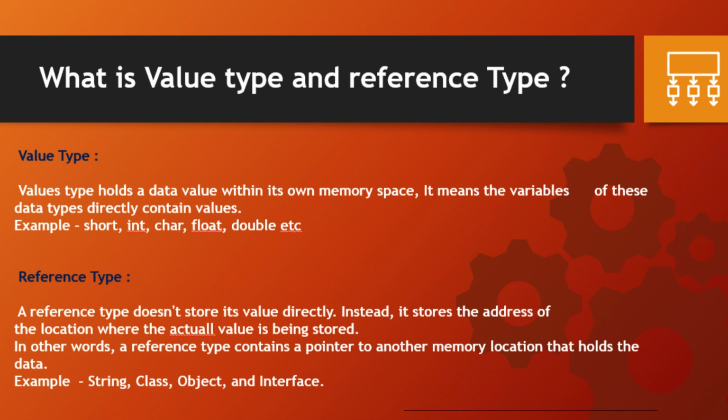Now the next question is, what is a value type and a reference type? A value type holds a data value within its own memory space. That means the variables of these data types directly contain values. On the other side, a reference type, unlike value types, does not store its value directly. Instead, it stores the address of the location where the actual value is stored. In other words, a reference type contains a pointer to another memory location that holds the actual data, which we can understand with this example.